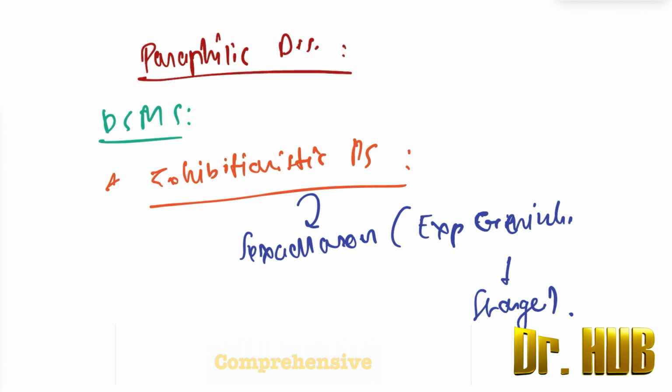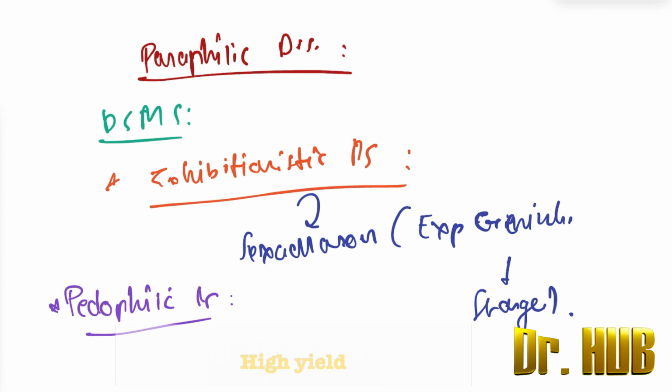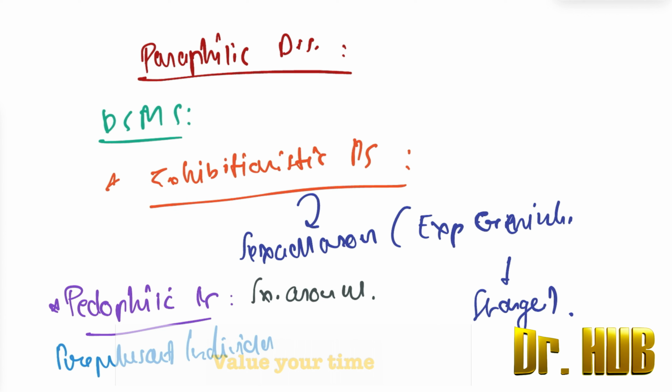Then comes the pedophilic disorder. In the case of pedophilic disorder, there is a sexual arousal, and this happens to a prepubescent individual, and it is generally 13 years or younger.